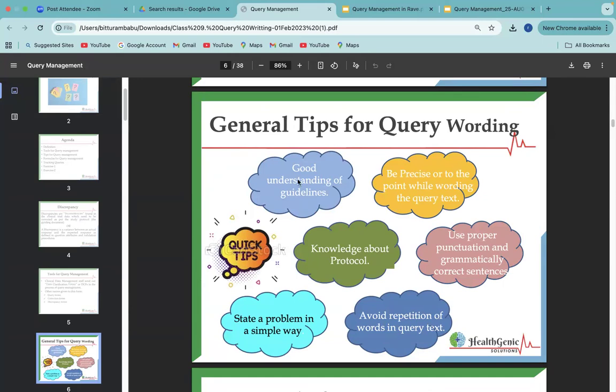So first you need to have a good understanding of the guidelines. The good understanding and guidelines help you know how to generate a query. For example, the query management plan or the data management plan. You should know whether I can write this query, or whom I should write this query to, whether it's feasible or not, or whether what they entered is right or not. Be precise and to the point while wording the query text. Whenever you talk, people always try to talk to the point precisely, right? So it's important that everything we say should be precise.